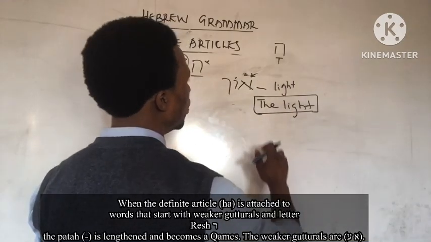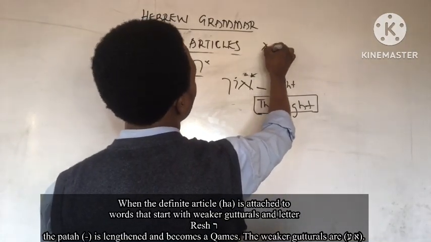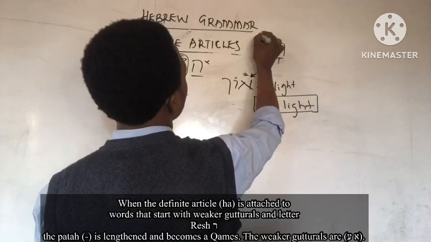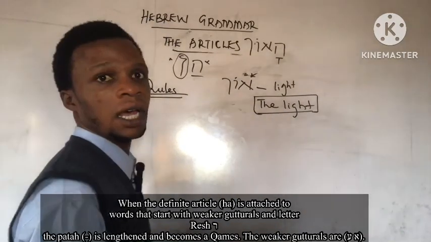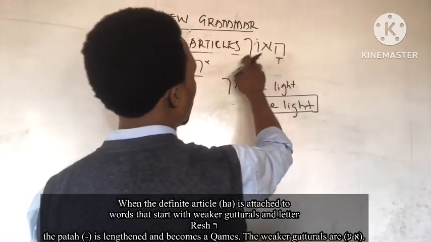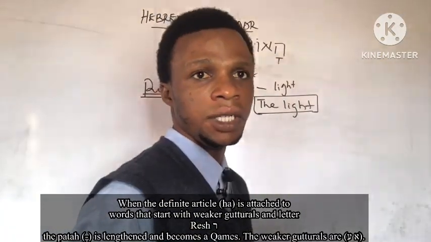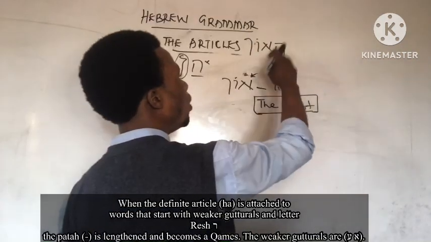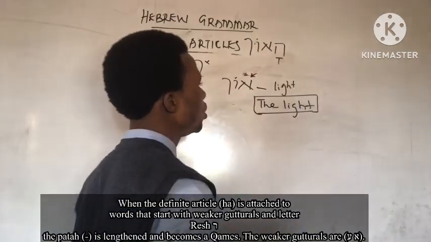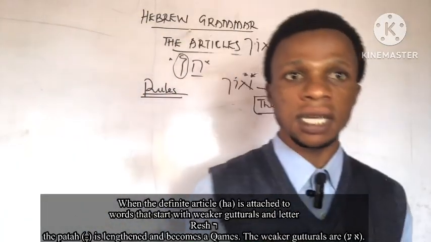Look at this very well. Attaching this to this, it will now become haor. That is the light. It is different from the first one we did. It turns to haor. Look at this very well: haor means the light. So that is the second rule.